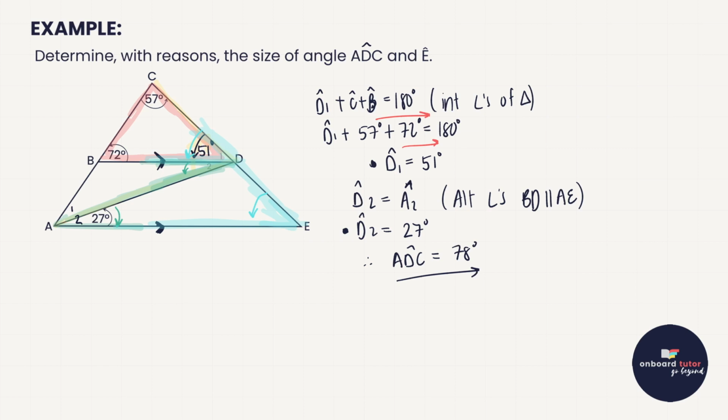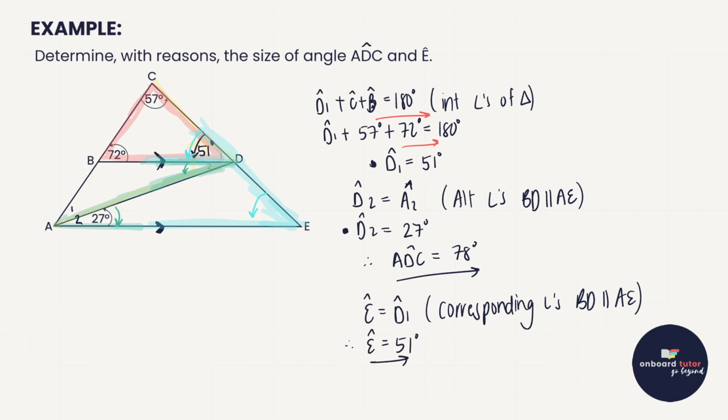Okay, so I've already figured out that 51 degrees. So now I can just build on that knowledge, and I can say angle E is equal to angle D1, corresponding angles, that's the one that goes with the F, corresponding angles, list the parallel lines, BD is parallel to AE, and so therefore angle E is equal to 51 degrees. And there you have it. So it's important to have all your foundations in place, and straight away, the minute you see parallel lines, you know what to look for. The minute you see triangles, you know what to look for.